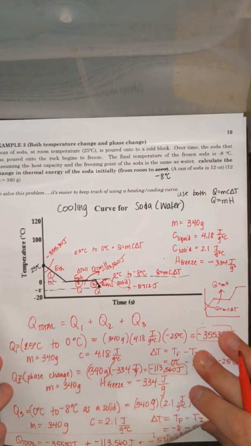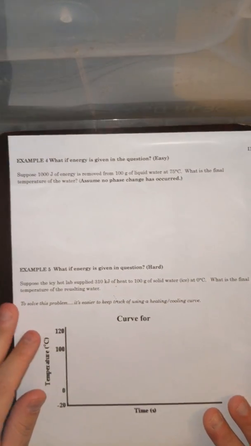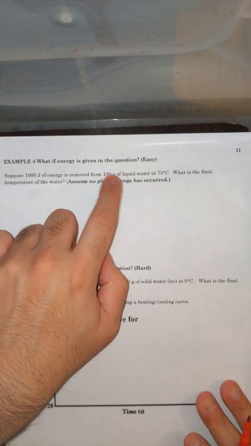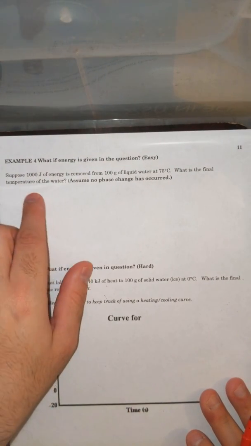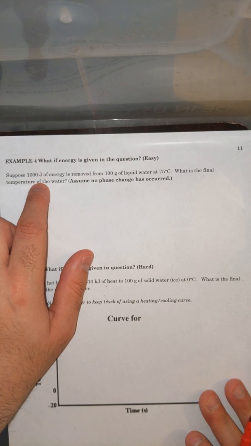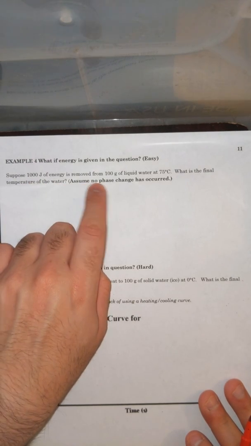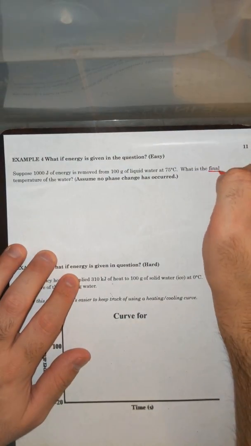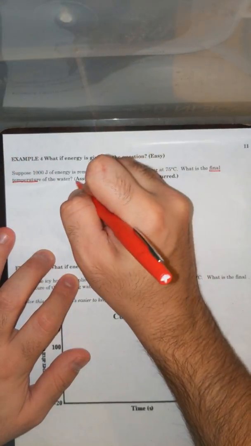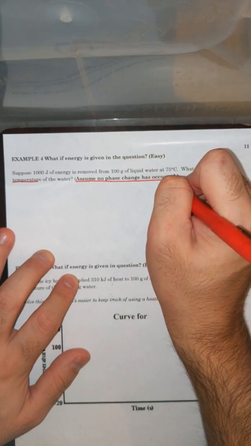Okay? Let's try and look at another example. What if I gave you energy? Okay? So example 4, what if energy is given in the question? And this is kind of easy. Question 5 is going to be a bit difficult. So what if I gave you 1,000 joules and I said this energy was removed from 100 grams of liquid water at 75 degrees Celsius? What is the final temperature of the water? Right? So I'm looking for a final temperature. And I told you, assume no phase change has occurred.